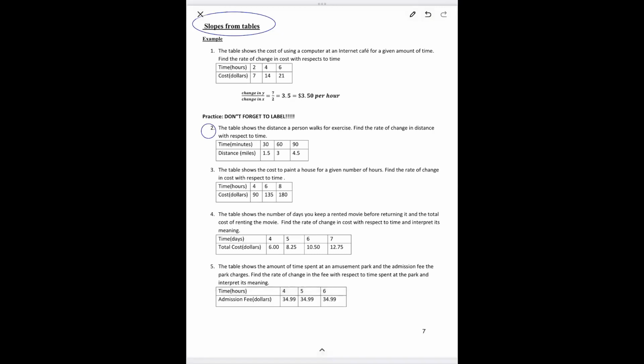It says, the table shows the distance that a person walks for exercise. Find the rate of change, which means the slope. Slope is just the rate of change, and distance with respect to time. So this is the x value. These are the y values. So let's find the differences in the x's first. 60 minus 30 is 30. 90 minus 60 is 30. Okay. So the x's are going up by 30 minutes.